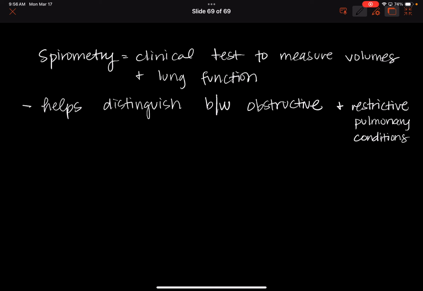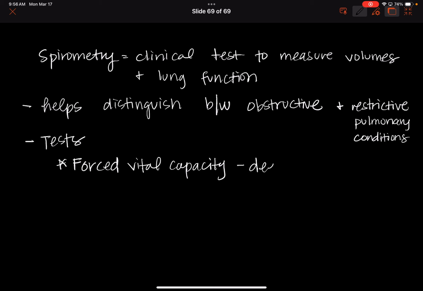So I'm going to talk to you a little bit about tests that are run. So tests that are run, one includes your forced vital capacity. This is where you take a deep breath in and then out. So they have you take a really deep breath in as much as you can, and then breathe all that out as much as you can forcefully, and they measure the amount of air that's been moved. You do it through a tube.